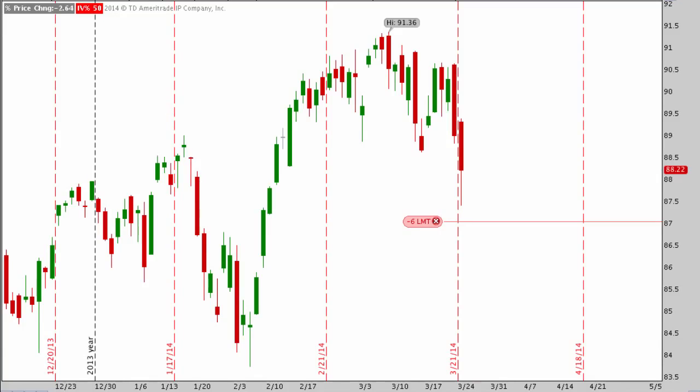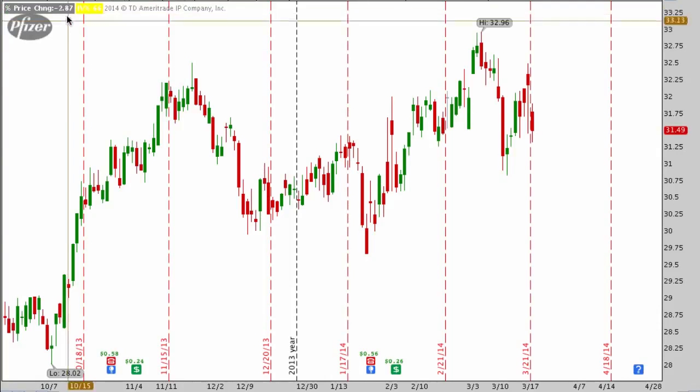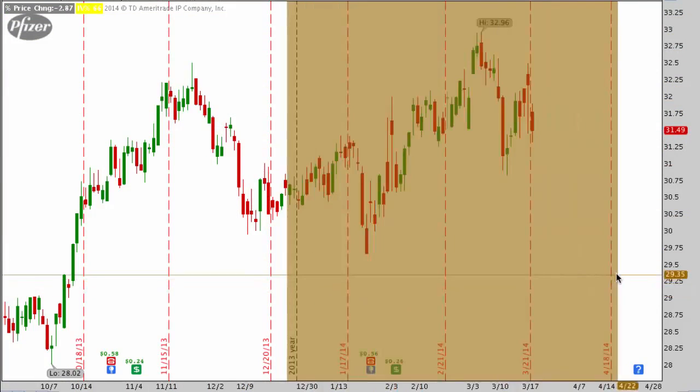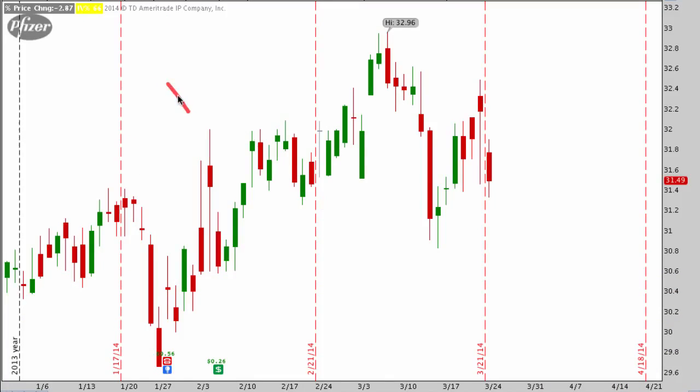For Pfizer, PFE, what you'll see is that implied volatility is crazy high right now, probably because we do have earnings coming up in the next month or so.